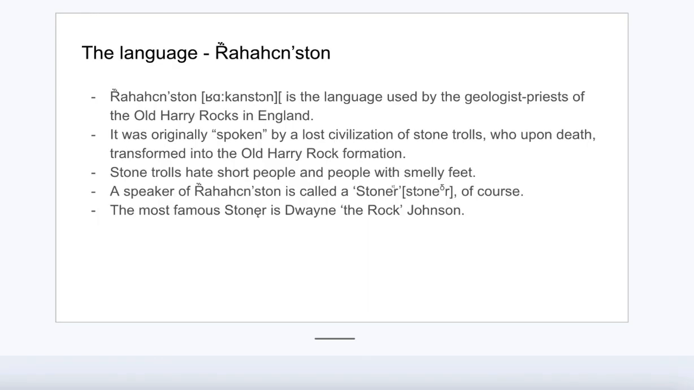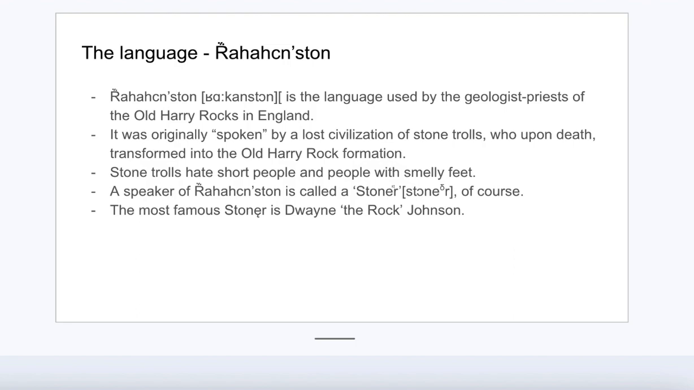The language, ahahcn'ston, is the language used by the geologist priests of the Old Hairy Rocks in England. It was originally spoken by a lost civilization of stone trolls, who upon death transformed into the Old Hairy Rock Formation. I know, cool. Most definitely historical. Stone trolls hate short people and people with smelly feet.